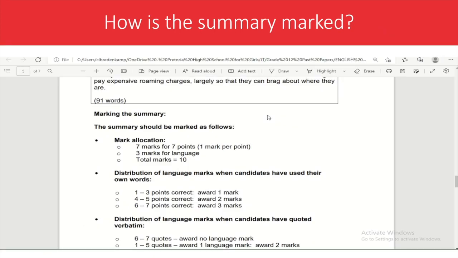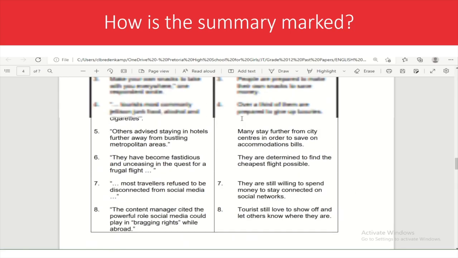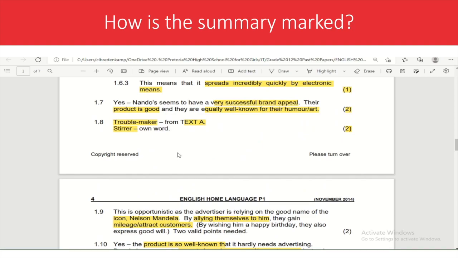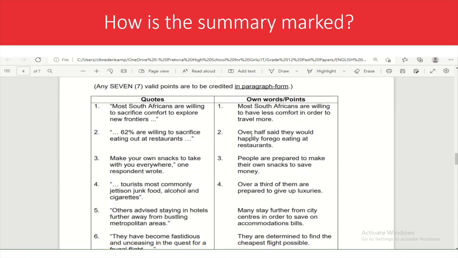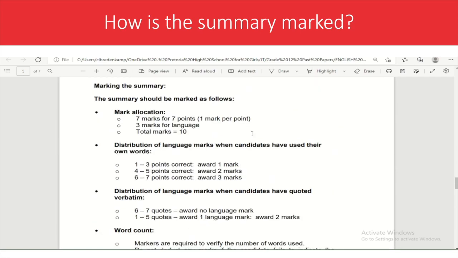All right, let's have a look at how we mark the summary. So this is the same paper that I used for the comprehension. You'll see here's my highlighted bits of the comprehension, so it is exactly the same paper. So over here, grade 11s, this is how summaries are all marked across South Africa. If you are in the IEB, it will be a little bit different, but we do try stick to this rubric over here. So the mark allocations are as follows. There are 7 marks for 7 points. So you get 1 mark per point, and then you get the 3 additional marks for the way that you use language, which gives you a total of 10.